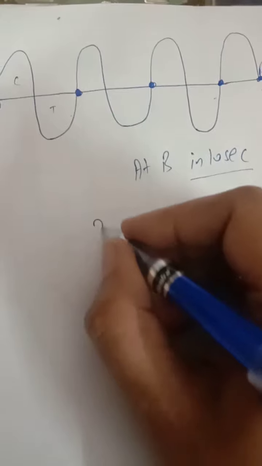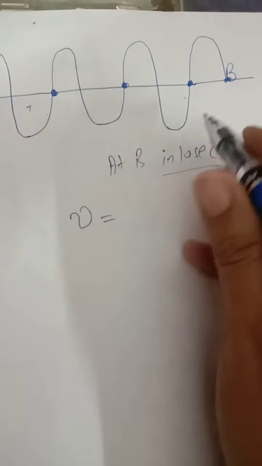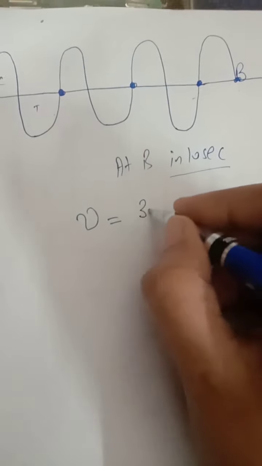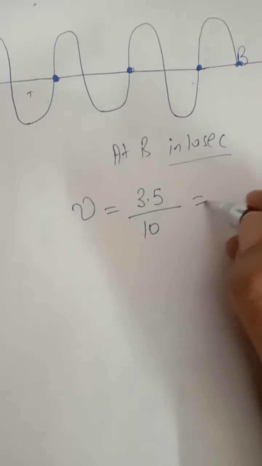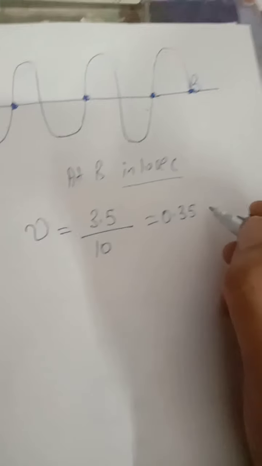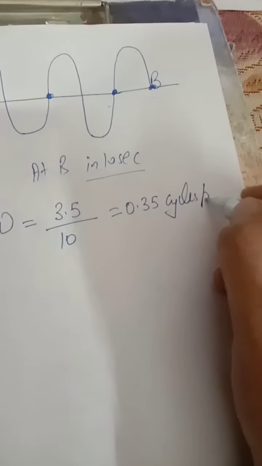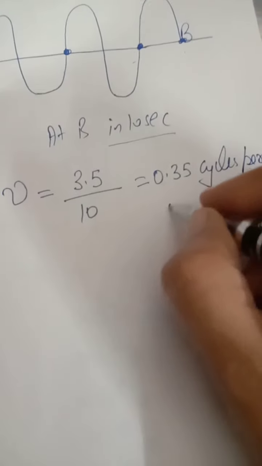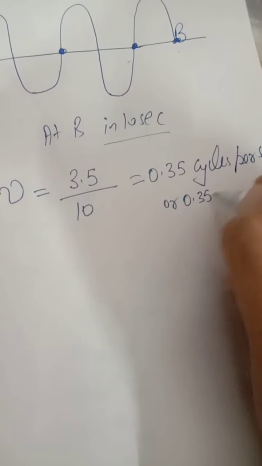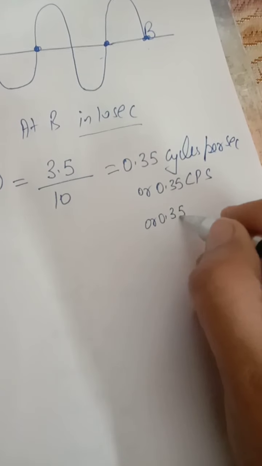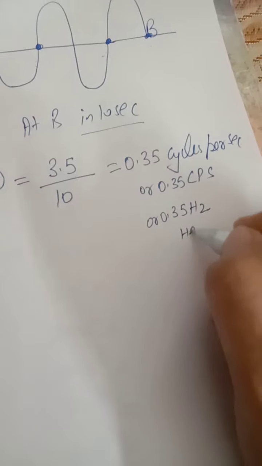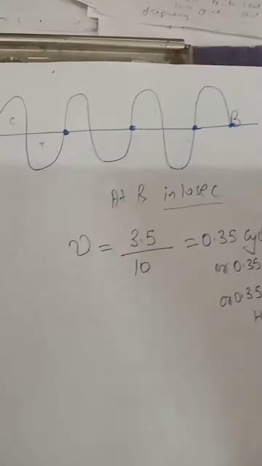Suppose the wave travels from source to B and it takes 10 seconds. So how can we count frequency? Frequency is equal to the number of cycles. It has 3.5 cycles divided by 10, so it comes out to be 0.35 cycles per second, or you can write it as 0.35 CPS, that is cycles per second, or as 0.35 Hz, that is hertz. It's one and the same thing.